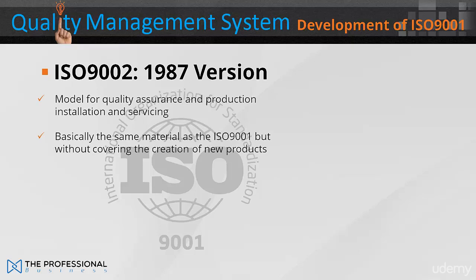The ISO 9002 1987 model for quality assurance in production, installation and servicing had basically the same material as the ISO 9001, but without covering the creation of new products.